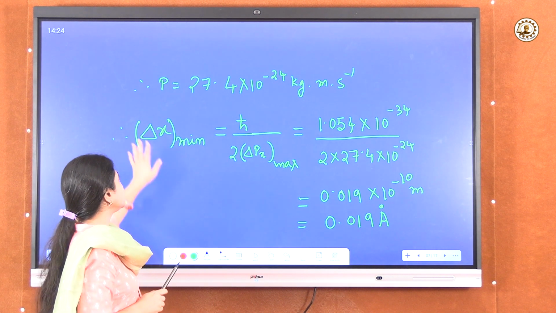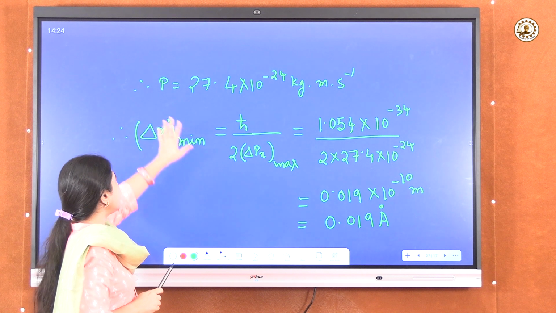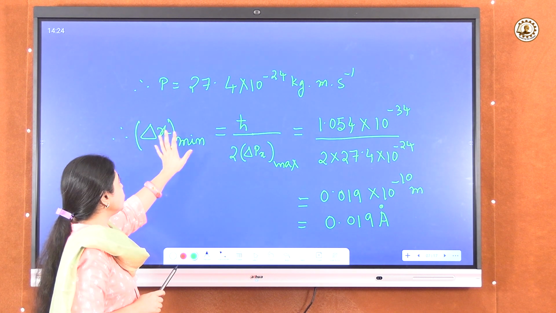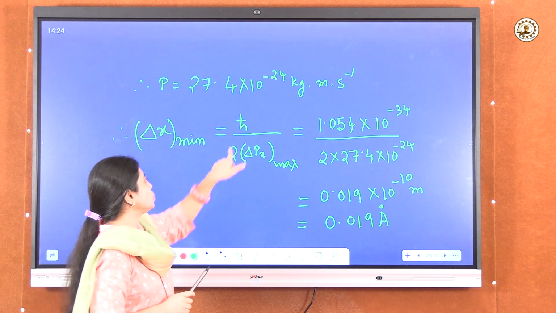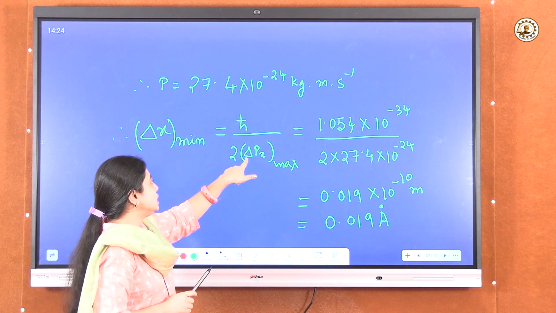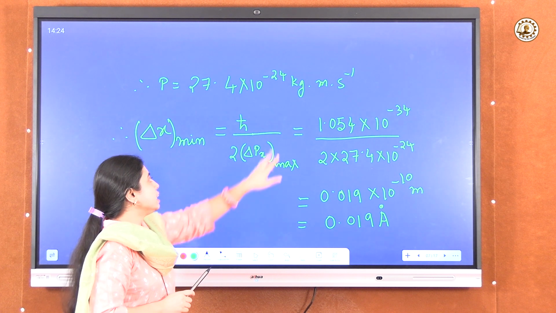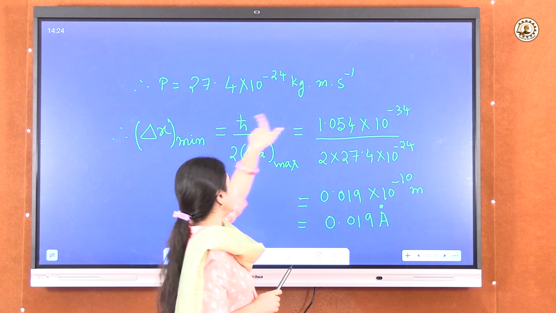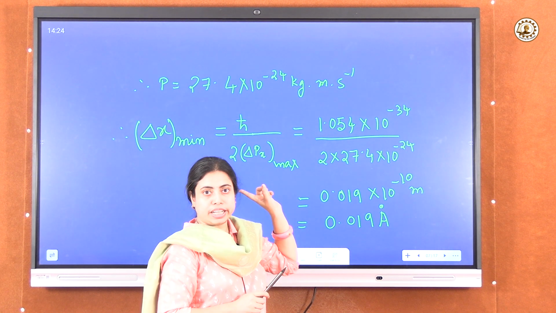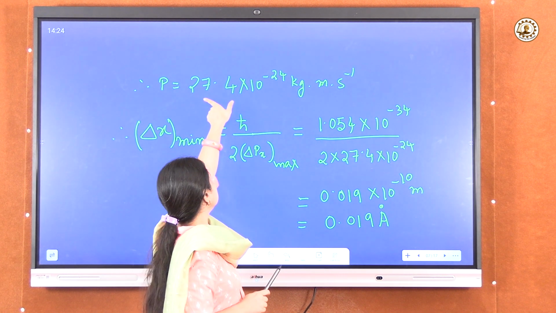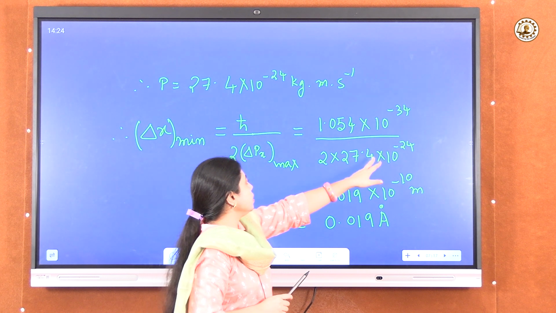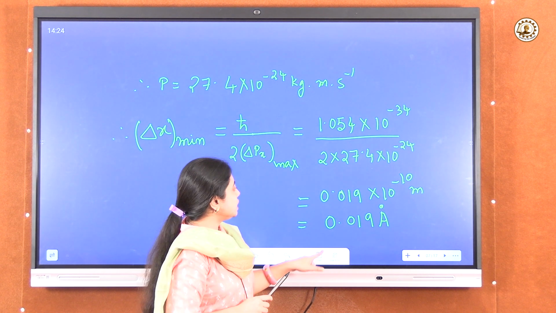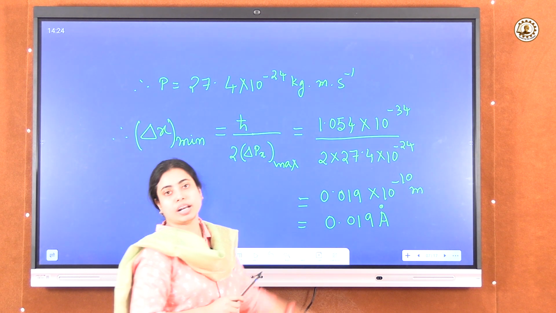Now what I will do is, I will calculate the uncertainty in the position. So uncertainty in the position will be del x equal to h cross by del Px max, that is, this value, the value of h cross what we have obtained earlier, divided by 27.4 into 10 to the power minus 24 into 2. So the answer will be 0.019 Angstrom.